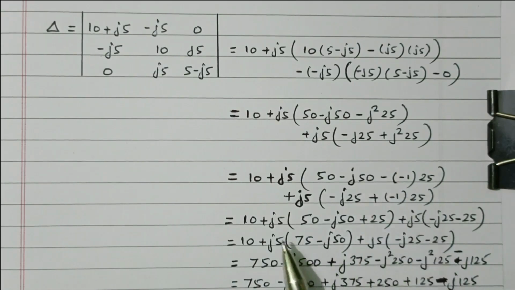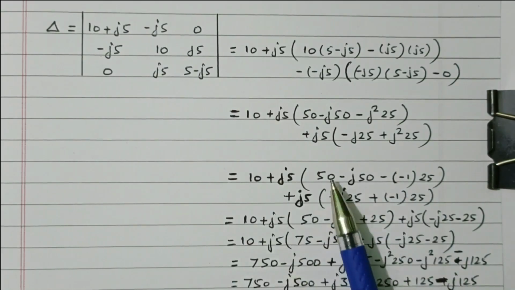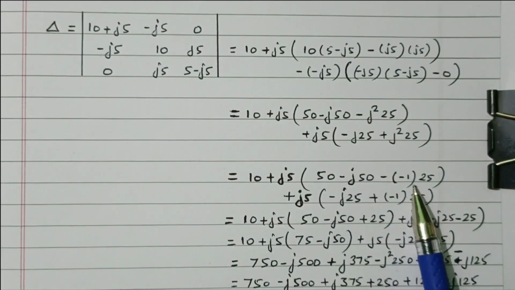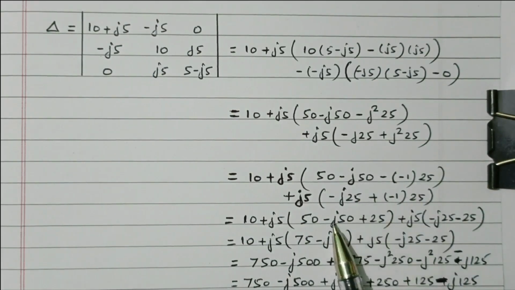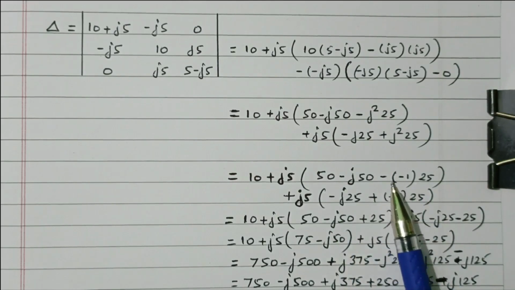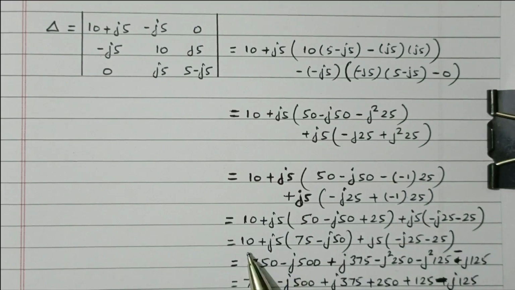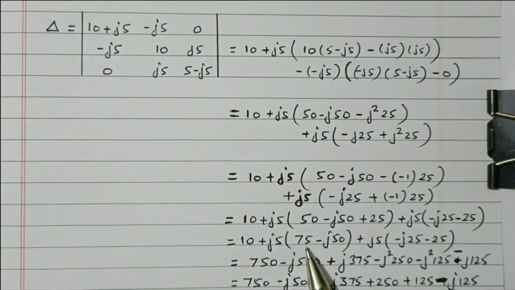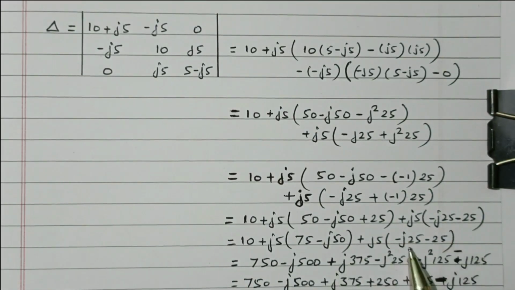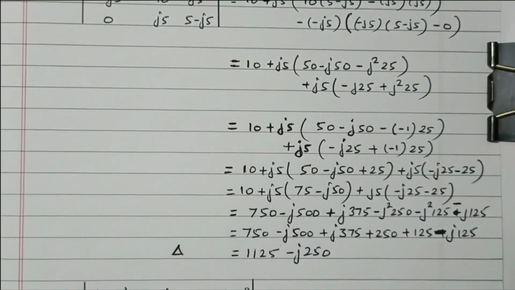Now we can go for further simplification. (10 + j5) into 50, so here also one j50 + 25. Minus available 2 times, so it is plus 25, plus j5 - j25. This becomes negative now, -25. Now we will go for further simplification. (10 + j5) into 75, that is 50 + 25, 75, minus j50 + j5 into -j25 - 25. Right, we will go for further simplification.